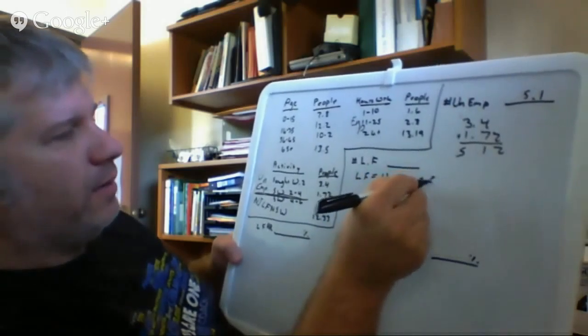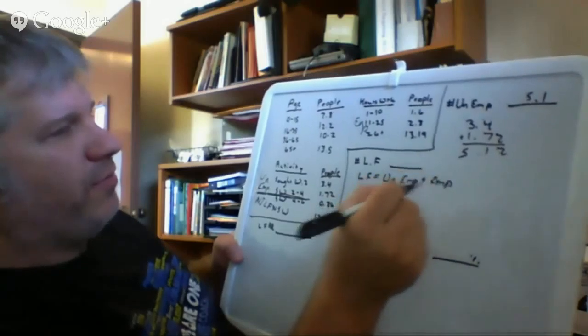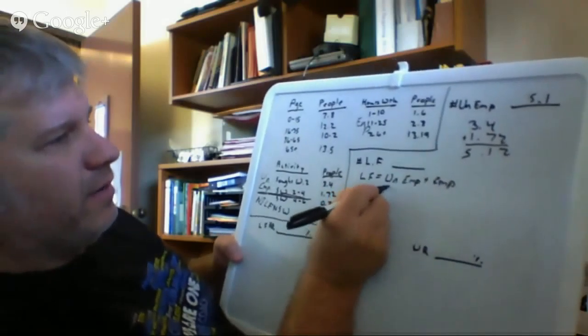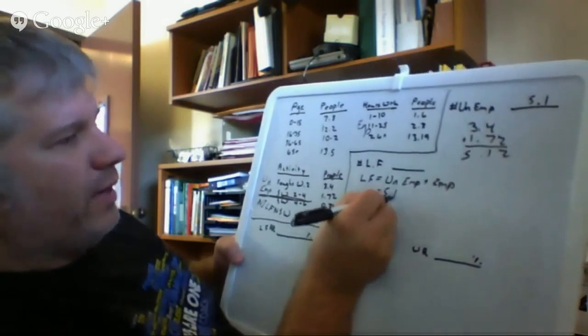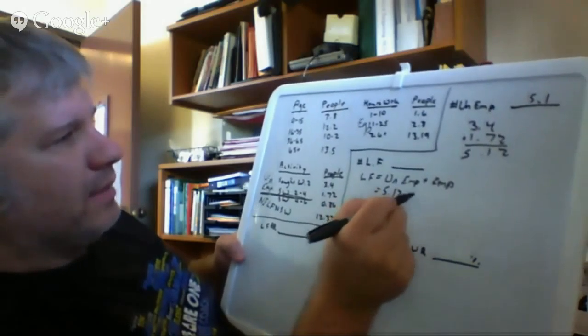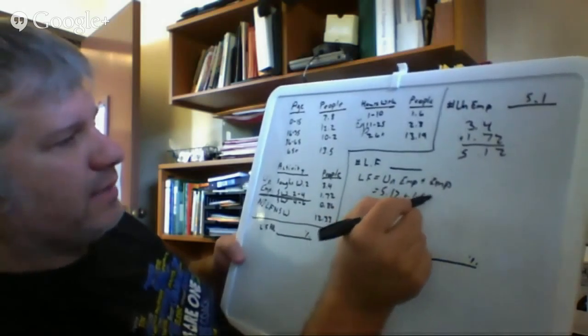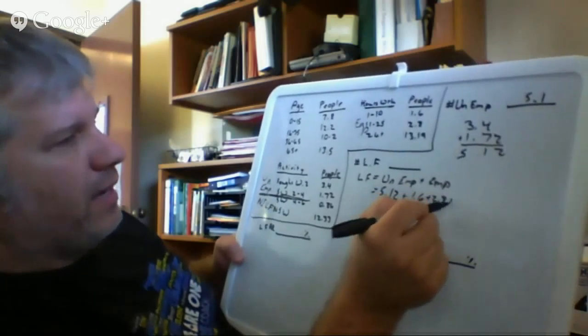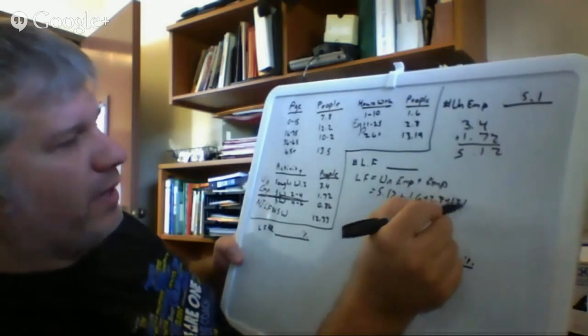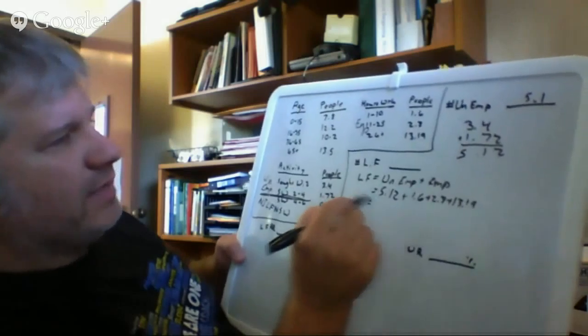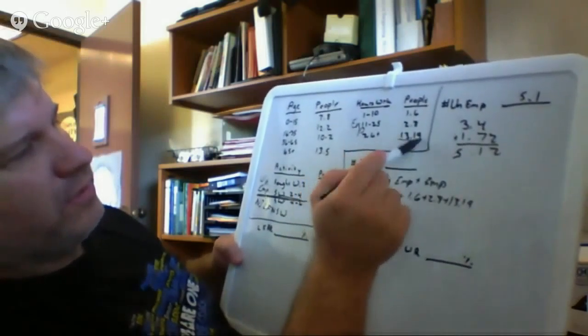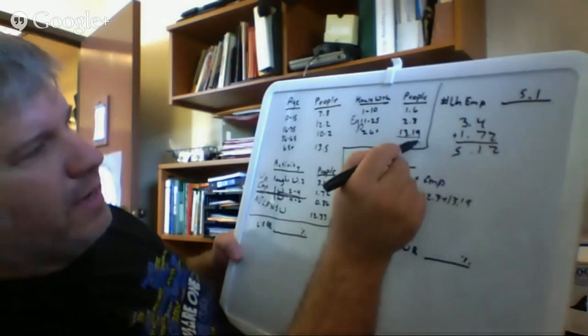plus employed. So we have the number of unemployed from above, so we can put in 5.12 plus 1.6 plus 2.8 plus 13.19. And if we add all of that together, then let's just think, what's this going to be? It'll be 9.